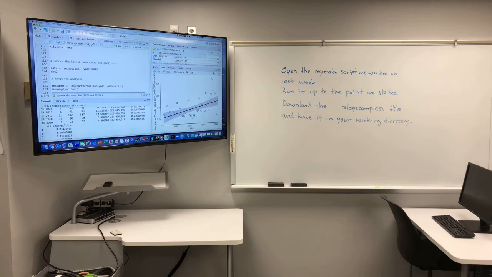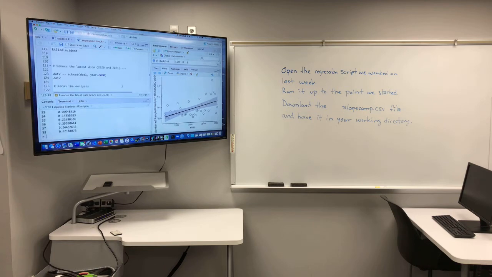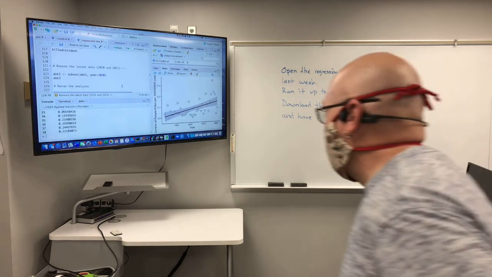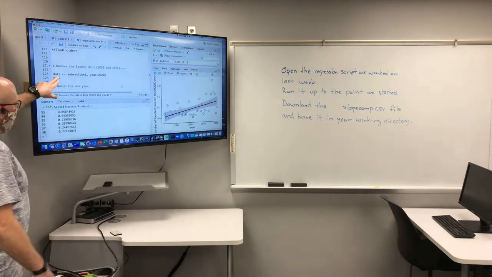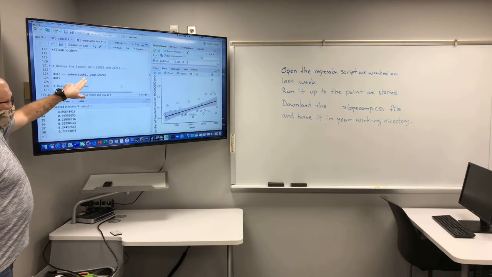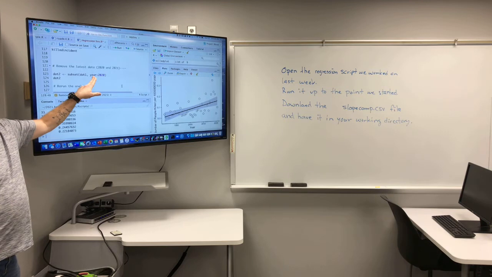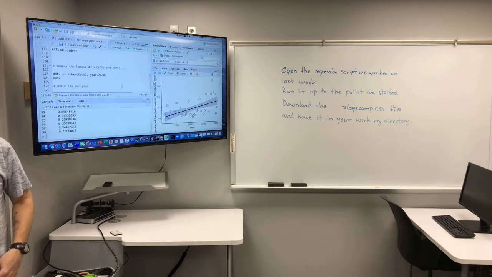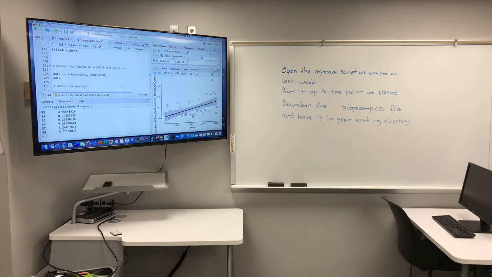Okay, that's where we were. So now what we're doing is we are subsetting the data. Subset by creating a new data frame, call it whatever you want, and subset your original data frame by anything in the year less than 2020. That'll get rid of 2020's data and 2021's data. And then look at the full data set to make sure that it did it.